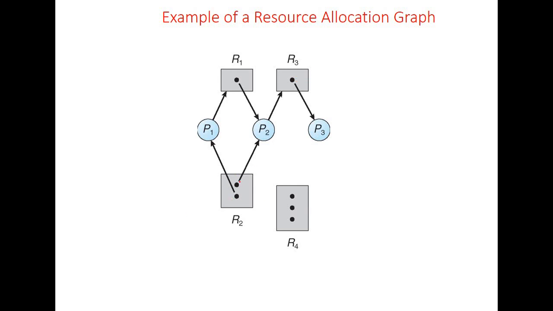R2 has 2 instances of the resource. One instance of R2 is assigned to P1, another instance of R2 is assigned to P2. R4 has 3 instances of the resource, but no process is being allocated this particular resource.